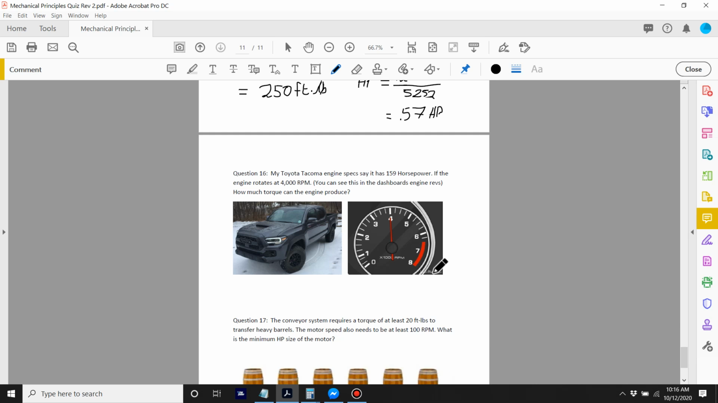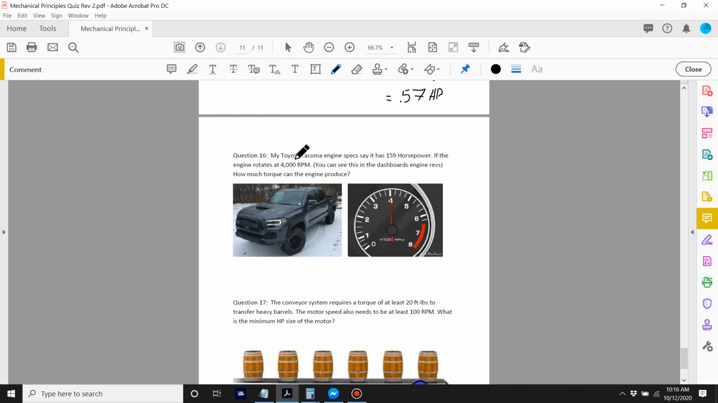Okay, question number 16. My Toyota Tacoma engine specs say it is 159 horsepower. If the engine rotates at 4,000 RPM, you can see this in the dashboard engine revs, how much torque can the engine produce? Now, let's undo what I just did there. I'm just talking about the engine now. I'm not talking about putting it through a gearbox, or hopefully that actually makes sense to you.